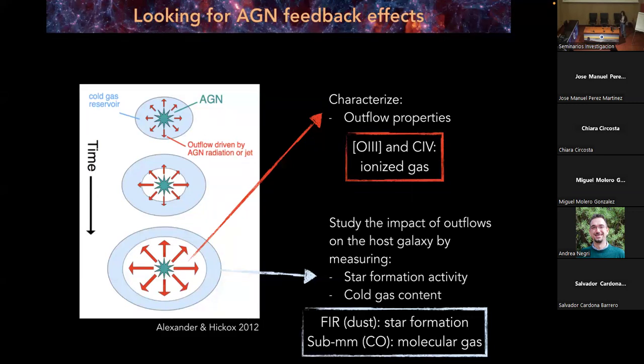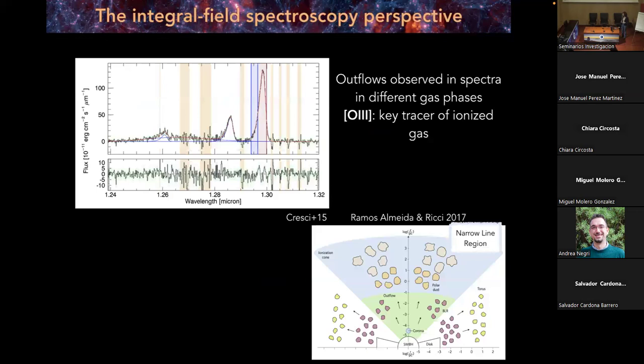of the presentation. But before moving on, I wanted to spend a few words on why oxygen 3 is such a popular tracer. It's a bright line tracing ionized gas, and it's forbidden, therefore it requires low densities to be produced.